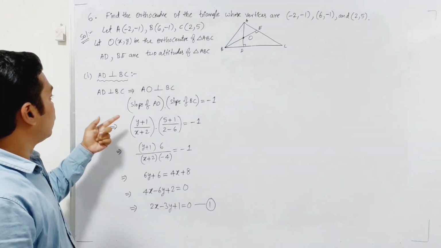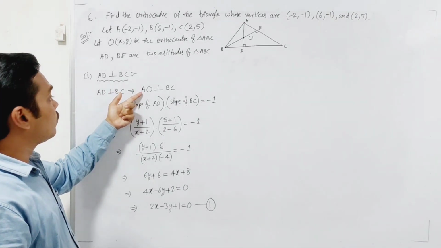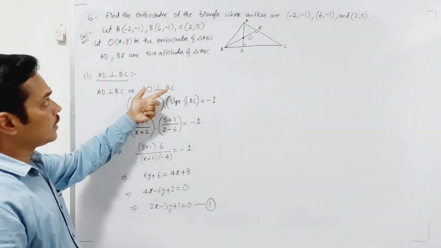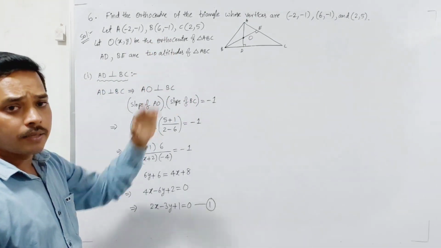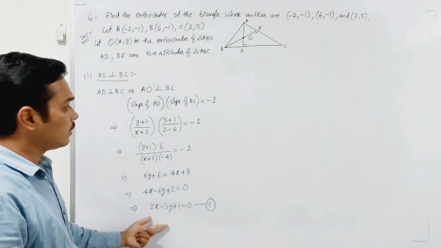We applied here which condition? AO is perpendicular to BC. AO line segment is perpendicular to BC. By using this condition, we get one equation in terms of x and y.